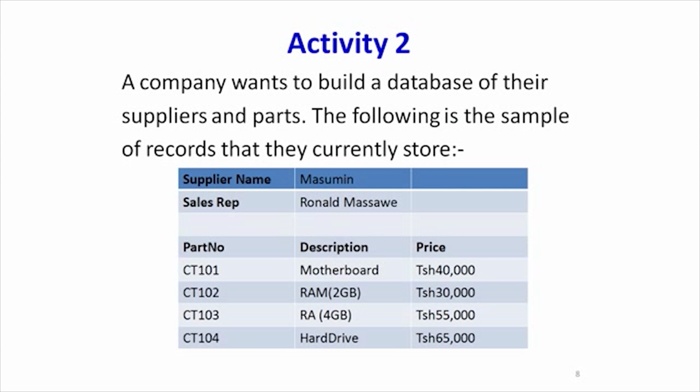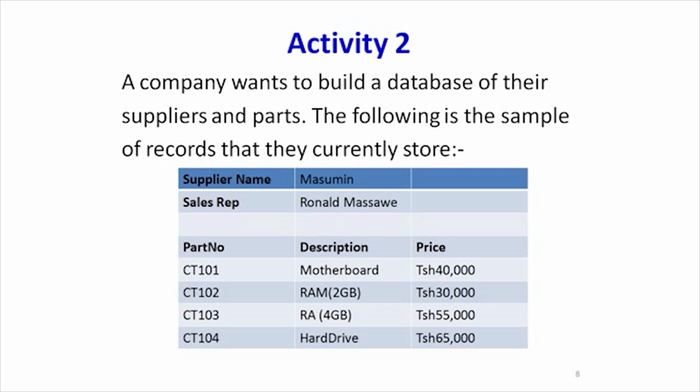Now let us look at activity 2. This is a company as well which wants to build a database of their supplies and parts, and the following is the example of records that they currently store. We have supplier name, we have a sales rep from that particular supplier. We also have parts, information about these must be computer parts, where you have part number and description. There's motherboard, there's RAM and hard drive, and prices for each particular part.